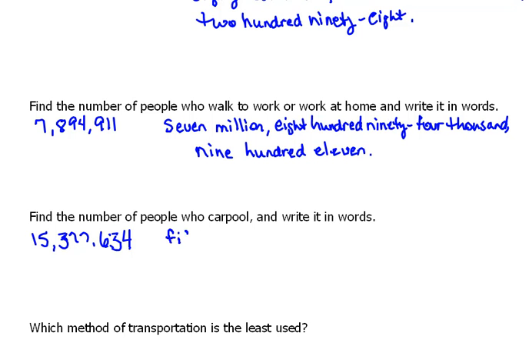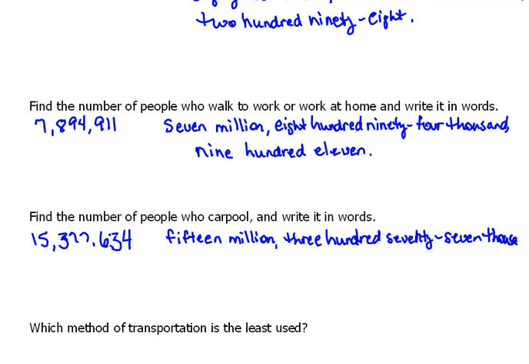And now we can go ahead and write that out actually in words. So that would be 15 million, comma for the period there, 377. Now remember, that's in the thousand period, so we have to write thousand after there, comma, 634. Okay, is that right? 15,377,634. That sounds very nice.